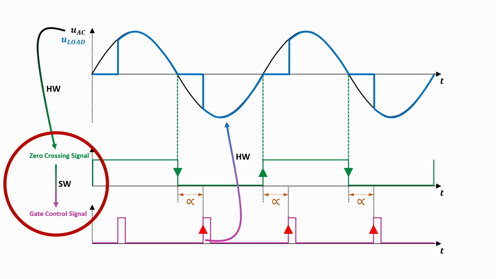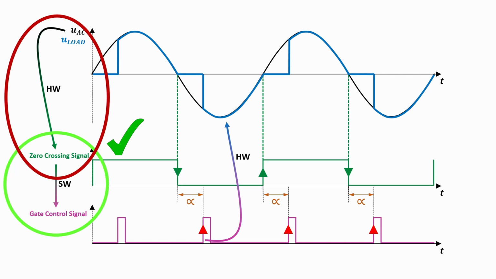We have now successfully completed the software part of this project. But the software won't work without hardware. We still need to generate the zero crossing signal from the AC supply voltage. In addition to that, we also have to build the power stage, including the TRIAC and its driving circuit.